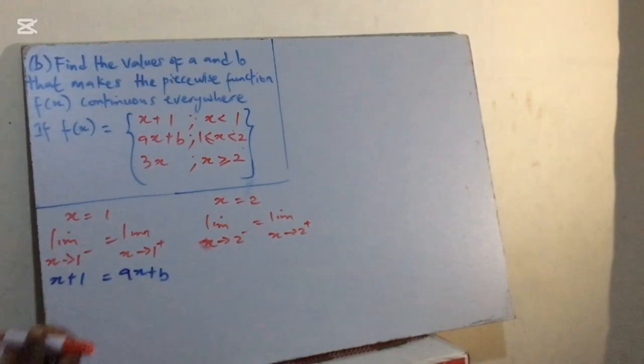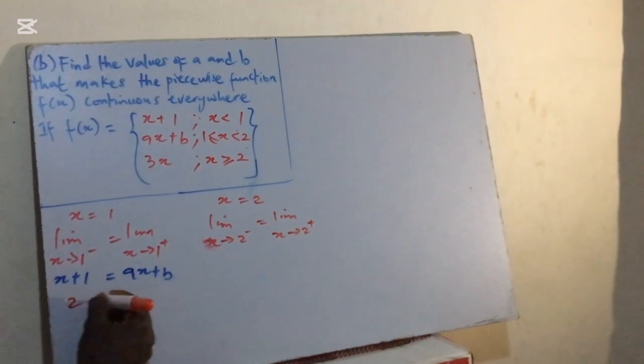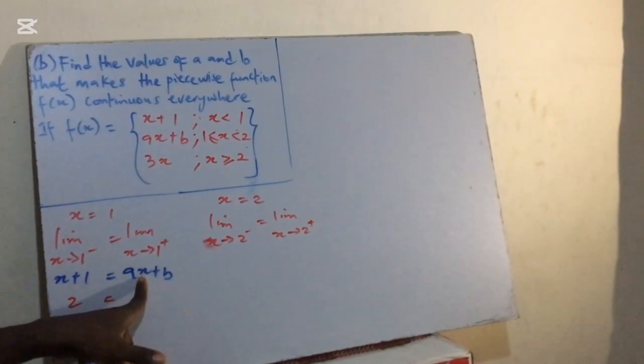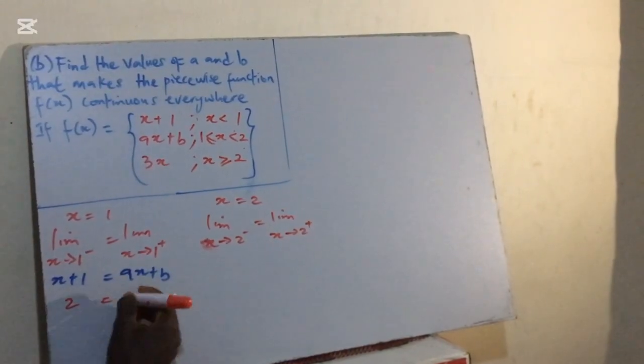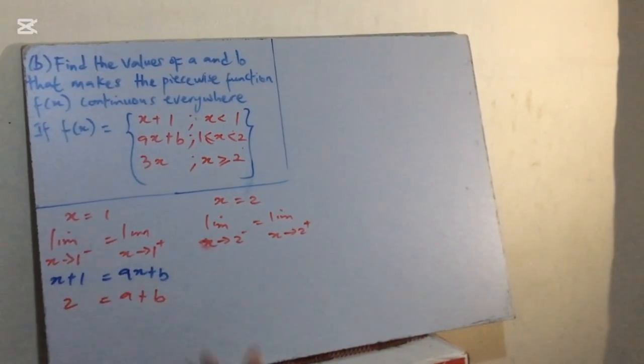Now let's solve. x here is 1, remember. So this 1 plus 1, that will be 2 equals to, here we have 1a plus b. So just have a plus b there. I'm inserting x, that's what I did there.